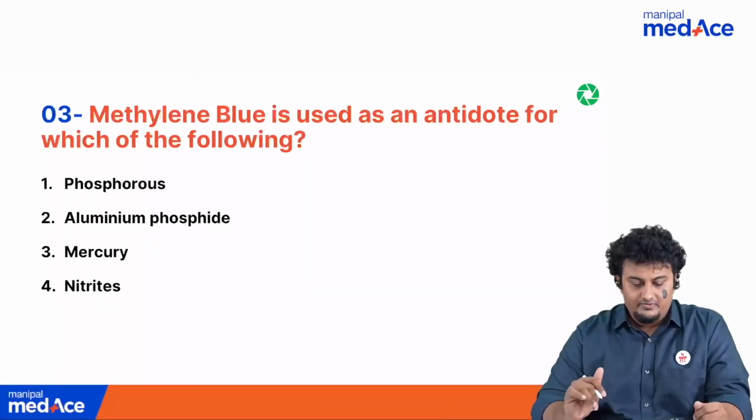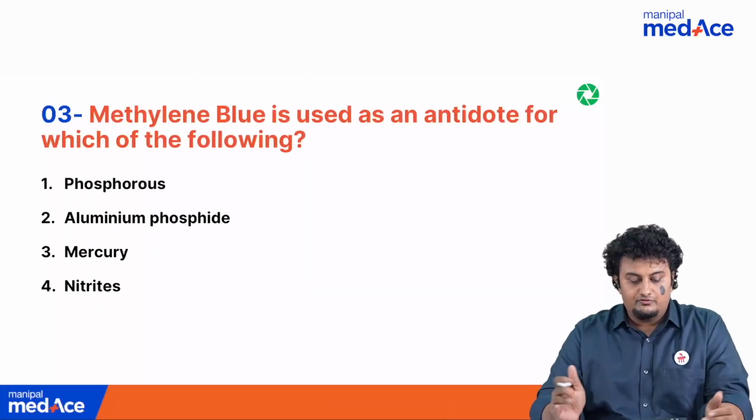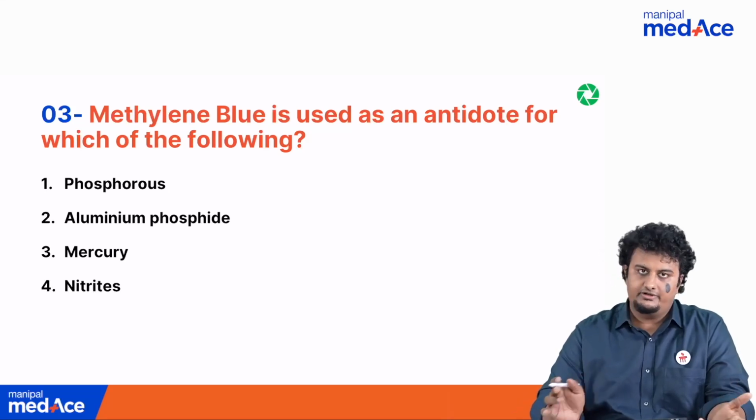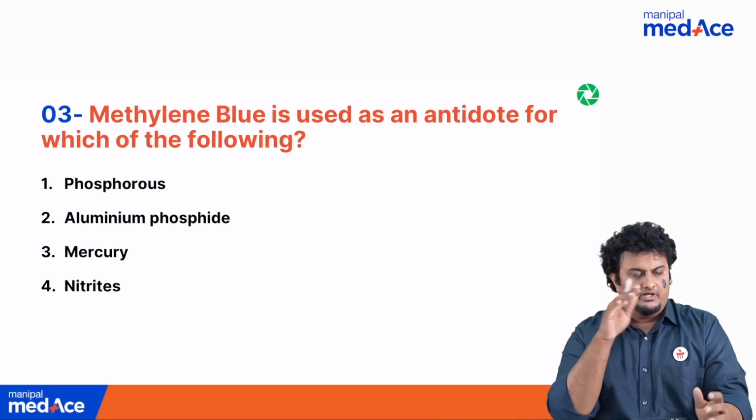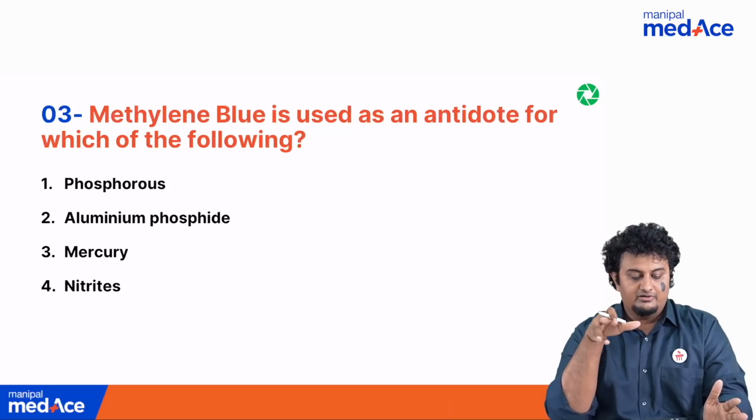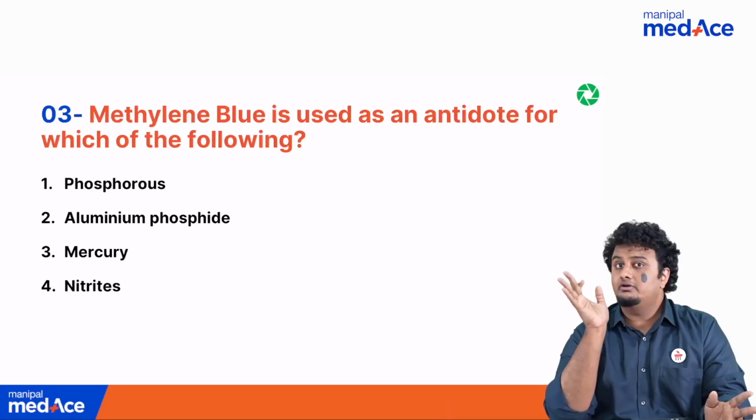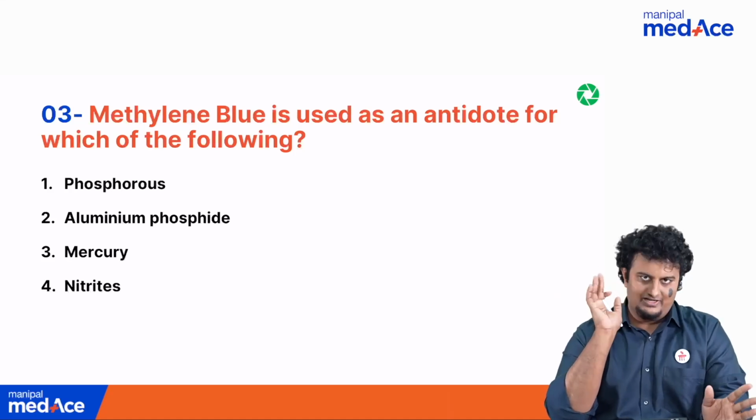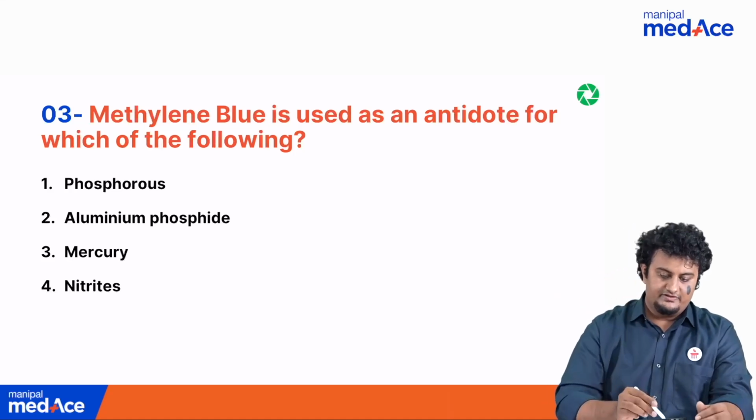Next, question 3. Methylene blue is used as an antidote for which of the following? Phosphorus, aluminum phosphide, mercury, or nitrites. Now, even if you are unaware of a specific antidote for any of these, I want you to just think with common sense, even if you didn't know the correct answer immediately, right? If you get flustered, you will definitely answer it wrong. So let's just think with common sense for 1 second.